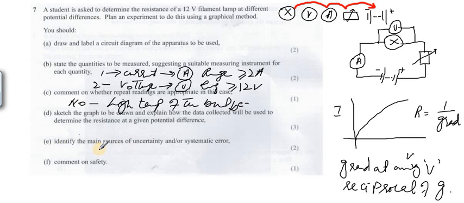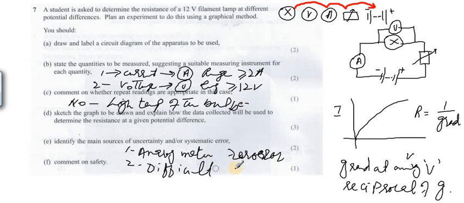Identify the main sources of uncertainty and the systematic error. So the first option is, if you are using an analog meter, in case of an analog meter we can have zero error, and the second is, it's difficult to measure V and I simultaneously.